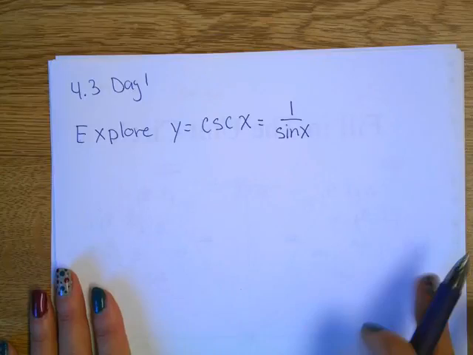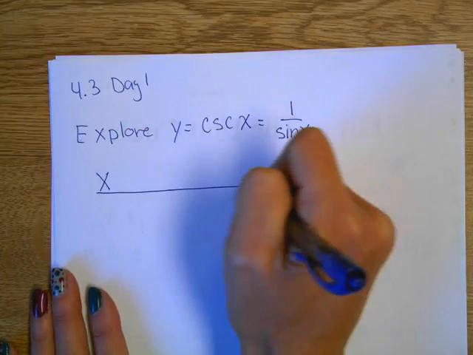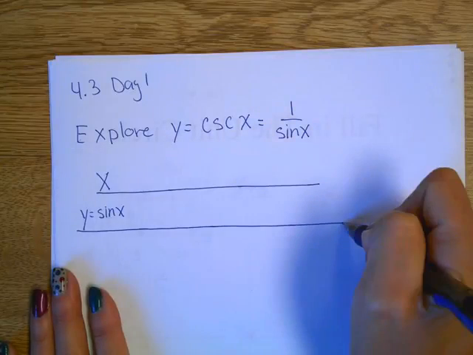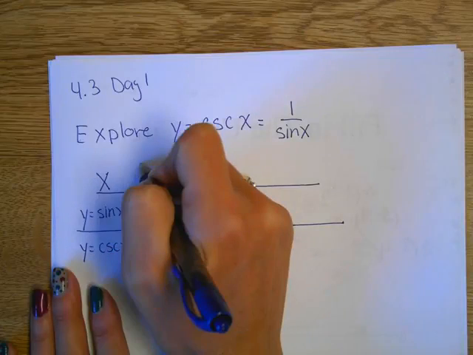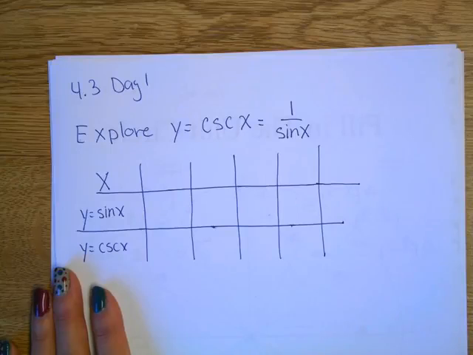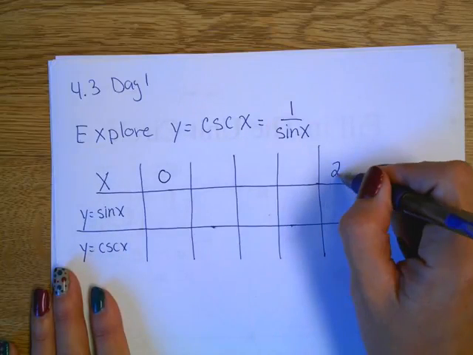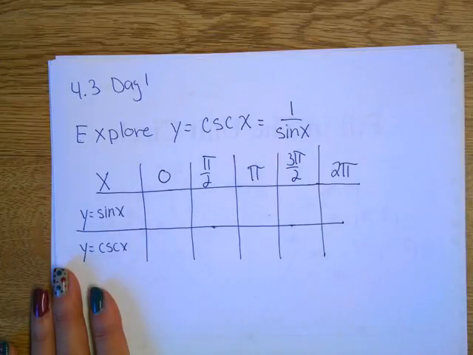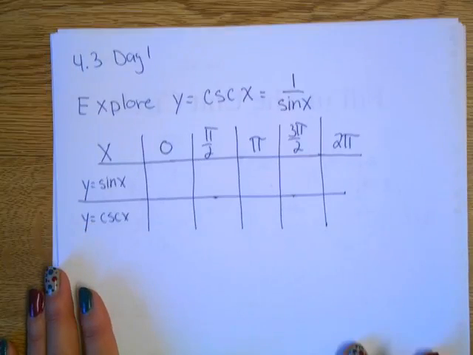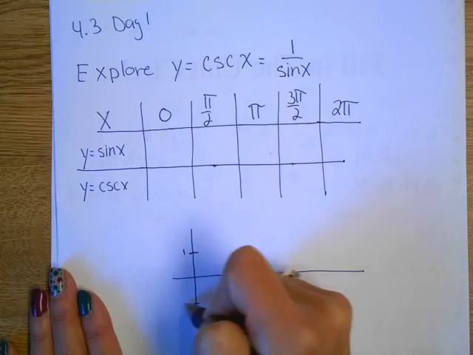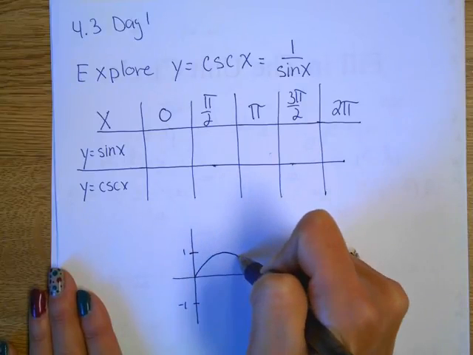Okay, so let's look at the table. We're going to put three rows in just this one table. And we know our five key values for sine are going from 0 to 2 pi because I don't have any period change or amplitude change or anything like that. Yep, doing it all today, though.